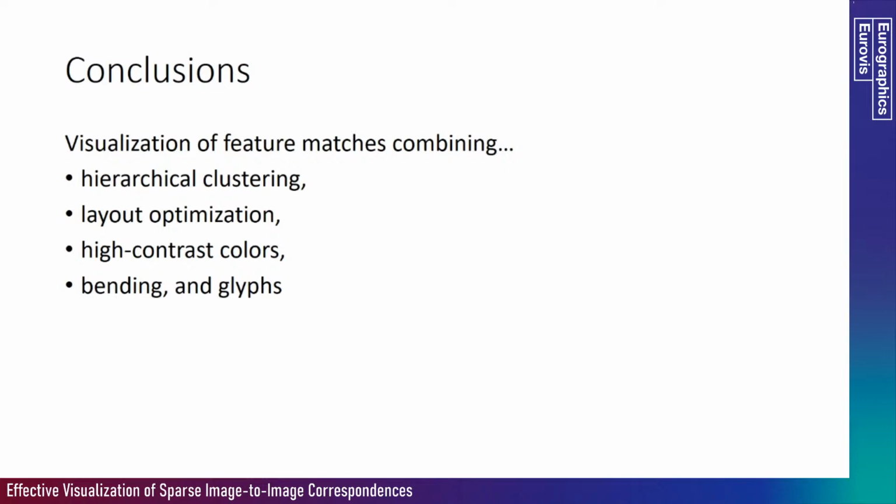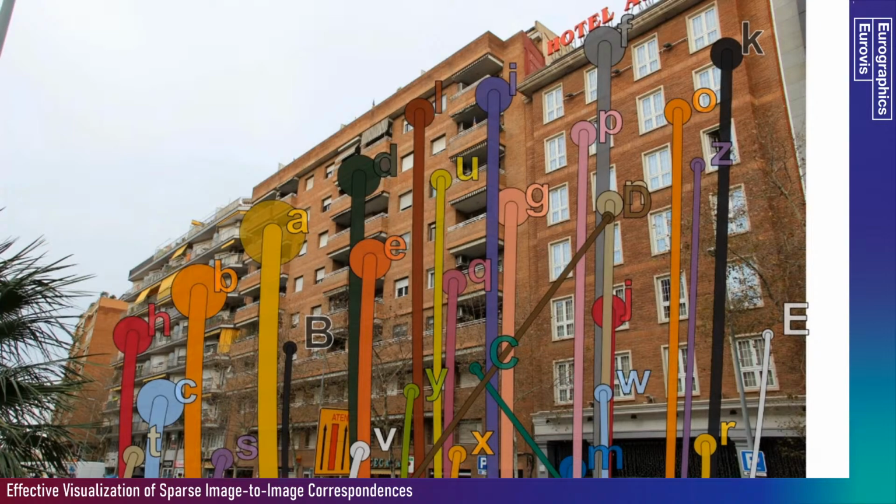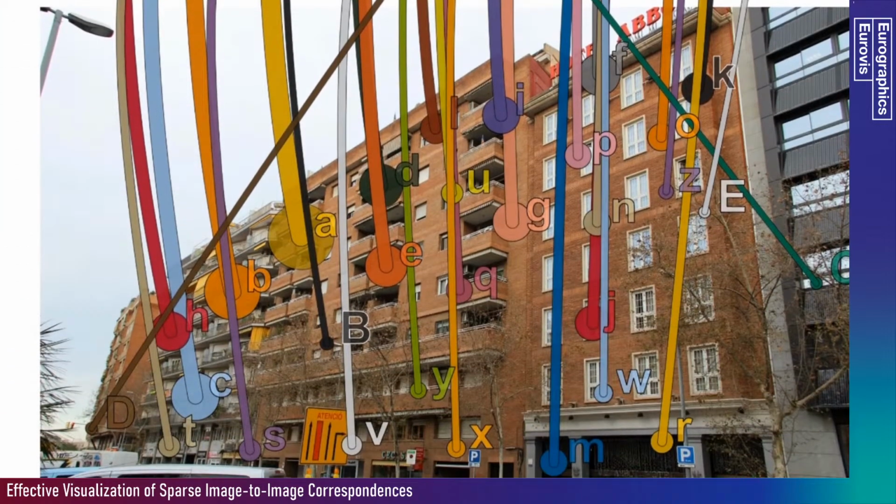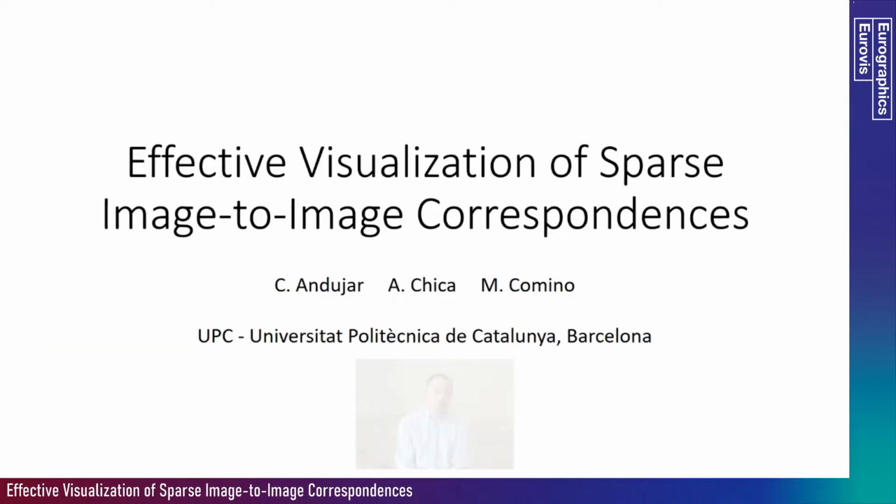So to conclude, we have presented a visualization technique for depicting matches between image pairs. We combine hierarchical clustering, layout optimization, high contrast colors, bending, and glyphs to provide images much less cluttered than traditional ones. The benefits in terms of visual clarity overcome the loss of information. As future work, we plan to explore transformations beyond translations, considering image contents to optimize the image layout, and the extension to fully interactive and immersive applications. Thanks for your attention.